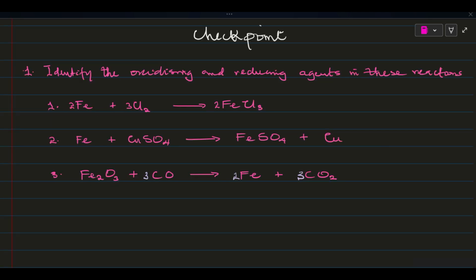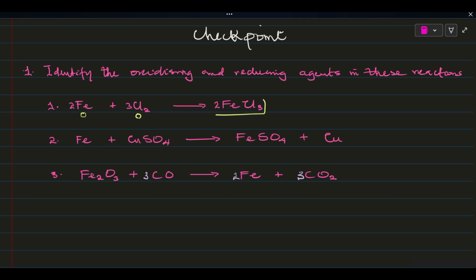So before we go, let's look at this question. The question says, identify the oxidizing and reducing agents in these reactions. So we have iron reacting with chlorine to give us iron(III) chloride. The easiest way to solve this problem is to use the oxidation number. Iron is an element in an uncombined form, so its oxidation number is going to be 0. Your chlorine is a molecule that has not combined with anything.